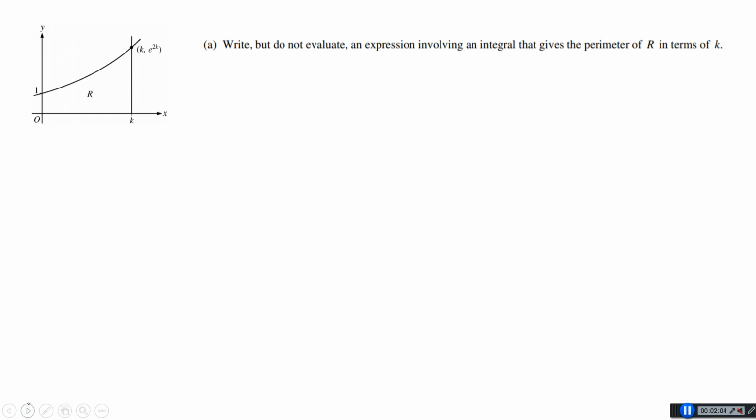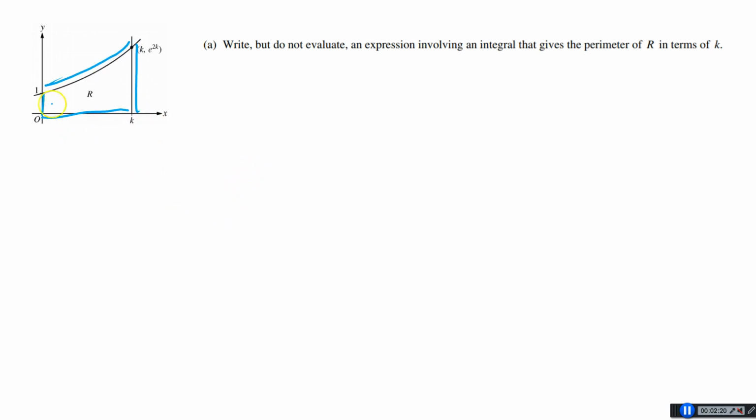So first, write but do not evaluate an expression involving an integral that gives the perimeter of R. So they don't ask for the area in this, but you would just integrate underneath the function from 0 to k, right? Not too bad. So this time they want us to give the perimeter. So the perimeter of this consists of 4 segments. 1, 2, 3, and then the function up here.